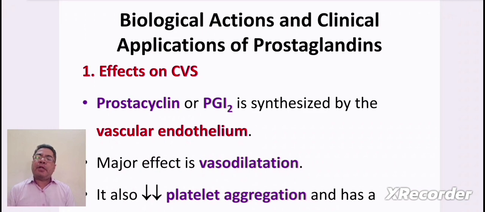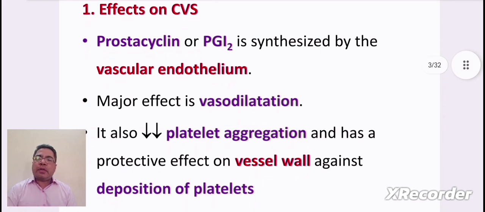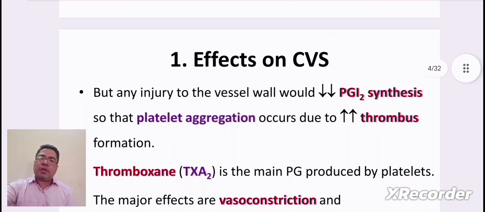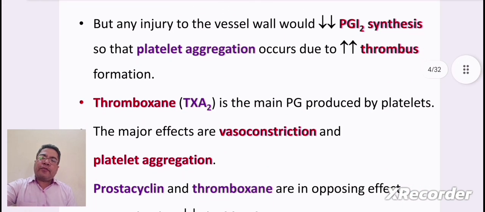And now, clinical applications of prostaglandins. First, effects on the CVS. Prostacyclin, or PGI2, is synthesized by the vascular endothelium. The major effect is vasodilation. It also decreases platelet aggregation and has a protective effect on the vessel wall against deposition of platelets. But any injury to the vessel wall decreases PGI2 synthesis, so platelet aggregation occurs, leading to increased thrombus formation.